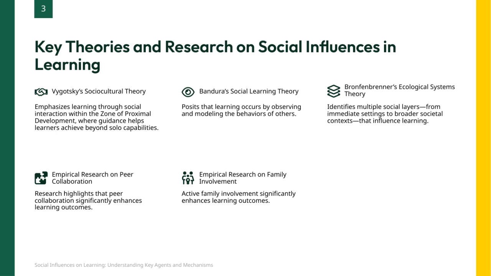This ranges from immediate environments like family and school to broader societal and cultural systems, all of which interact to affect development. Empirical research also supports the power of social influences. Studies on peer collaboration show that working together with classmates often leads to better learning outcomes by encouraging discussion, problem solving, and shared understanding. Finally, research on family involvement demonstrates that when families actively participate in the learning process, students tend to achieve more. This involvement creates a supportive environment that reinforces educational efforts. Together, these theories and findings underscore just how critical social contexts and interactions are in shaping how we learn.